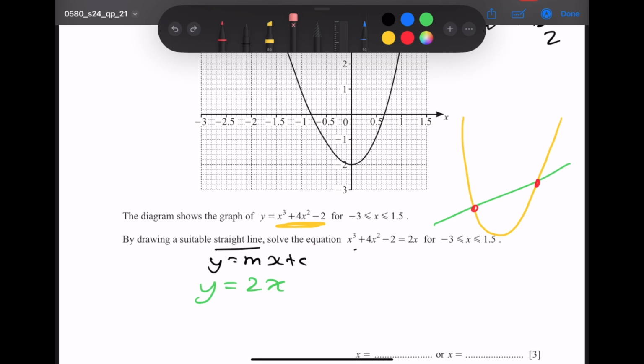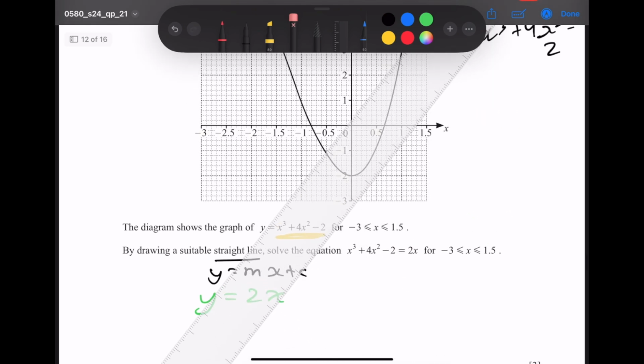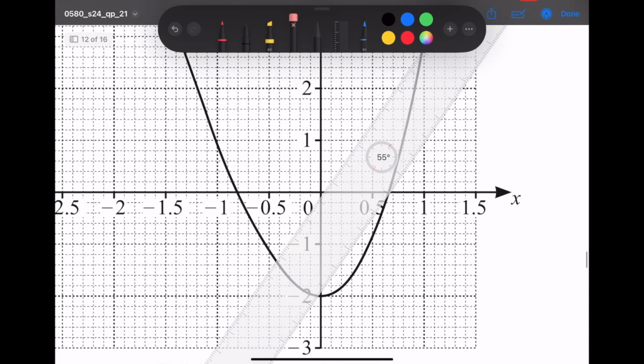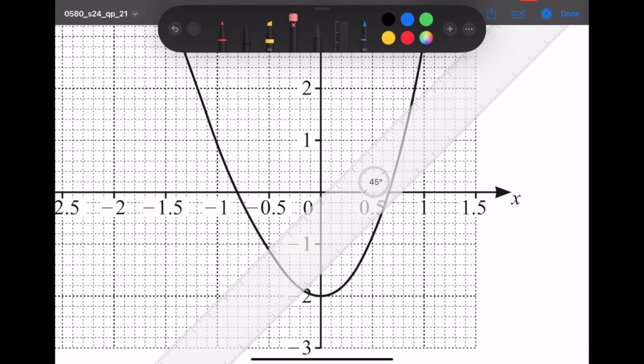Since y is equal to 2x and there's no y-intercept, this means that it just has a gradient of 2 and that's it. So it passes through the origin. No, that's not it, because it does not pass through the origin in this case. It might be a trial and error with an iPad. I think we have it, yeah.